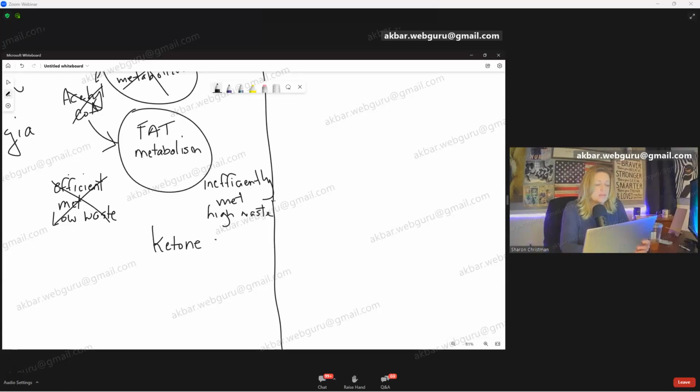The waste product of fat metabolism is ketones. That's why type 1 diabetes is ketosis prone. And the only way to correct that, they don't have any insulin. They have no insulin. So the only way to correct that is give them insulin. That's why they're insulin dependent. They're ketosis prone and they're insulin dependent.